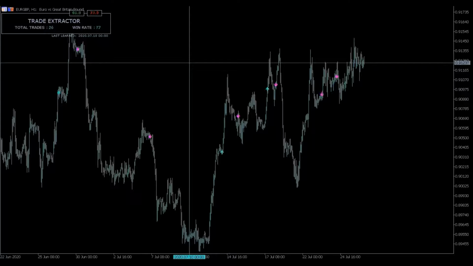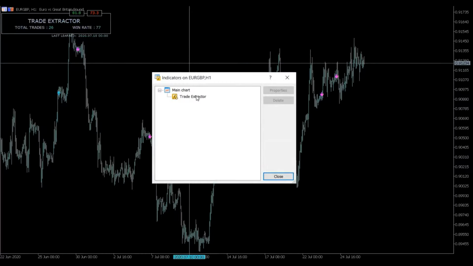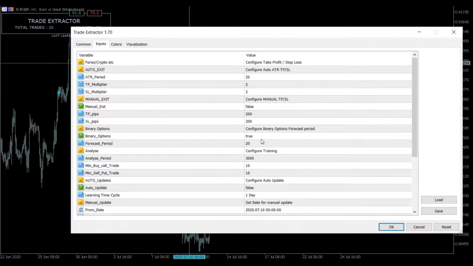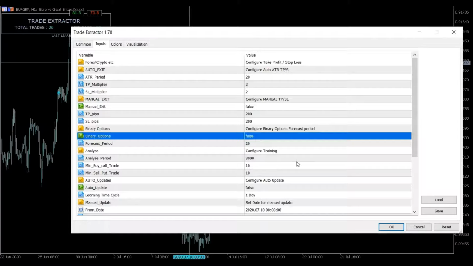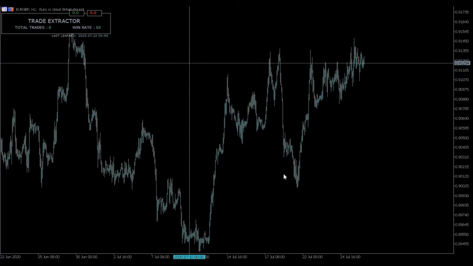It is 26 trades and 77 minutes. Up to this blue line it learned. After this blue line it is showing the predictions. So once again, I have set binary options to true. If we set it false, we can use it in Forex trading. So I'm setting it to Forex trading.